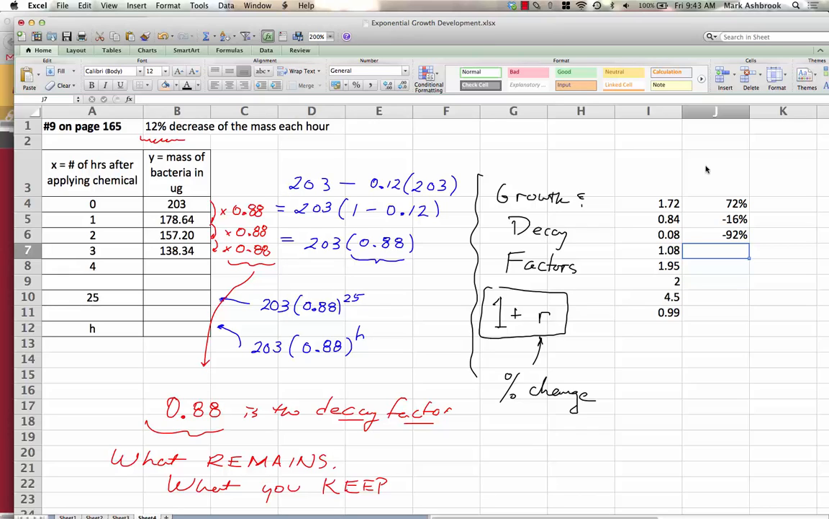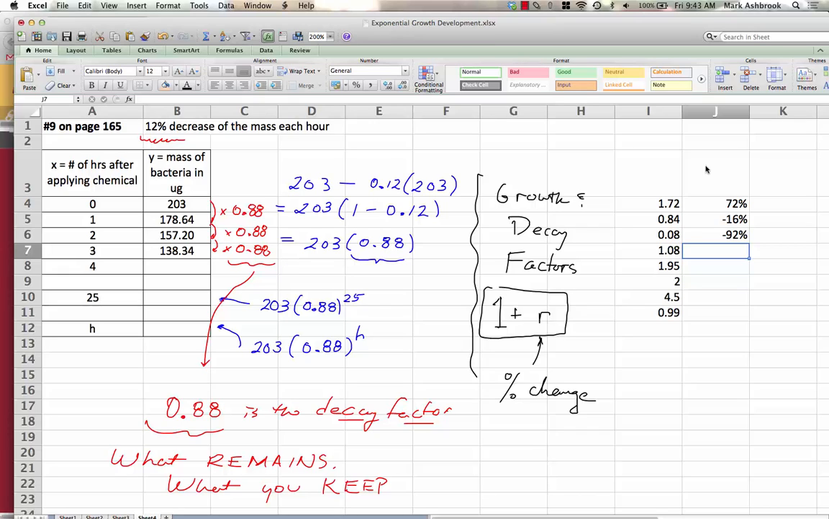Right, so if 0.08, how much is kept? If 0.08 is your decay factor, what are you keeping each time? You're keeping 8%. That's what that tells you, that you're going to hold on to 8% as you move to the next output. If you're holding on to 8%, then you must be decreasing 92%.